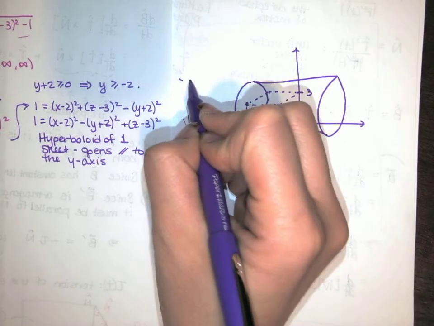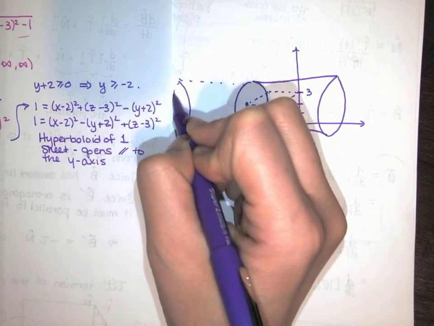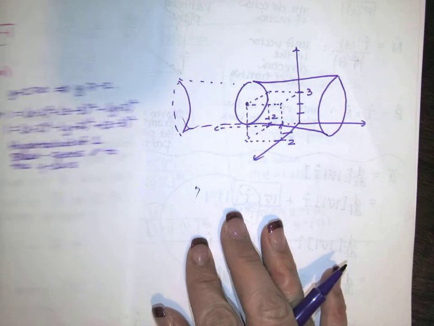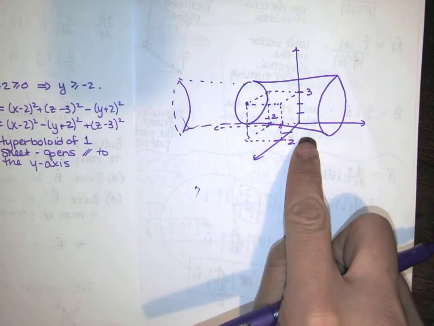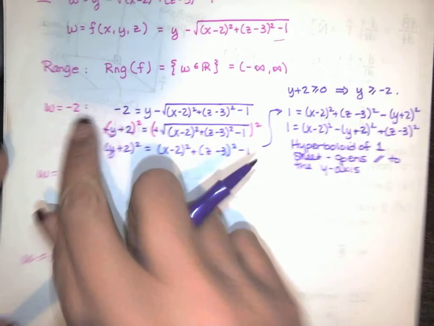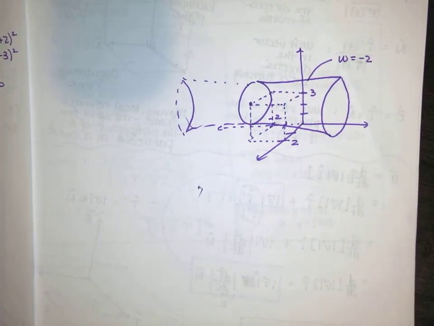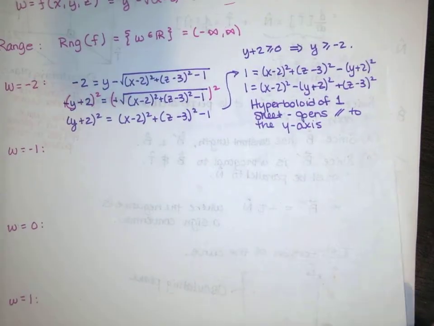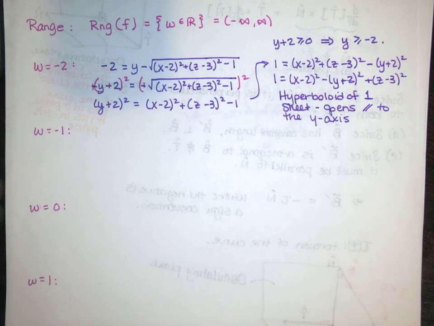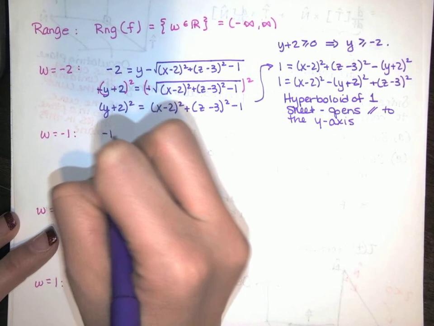The rest of the hyperboloid of 1 sheet that would have been over here, it's not part of the graph. We're only interested in this side. And that is when w equals negative 2. That's what we get. It is odd. It's because I made it up. Sorry, guys. Okay, now let's see what happens if we let w equal negative 1 instead.